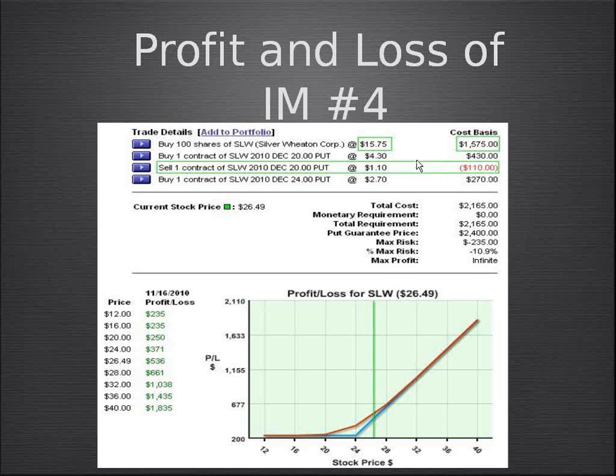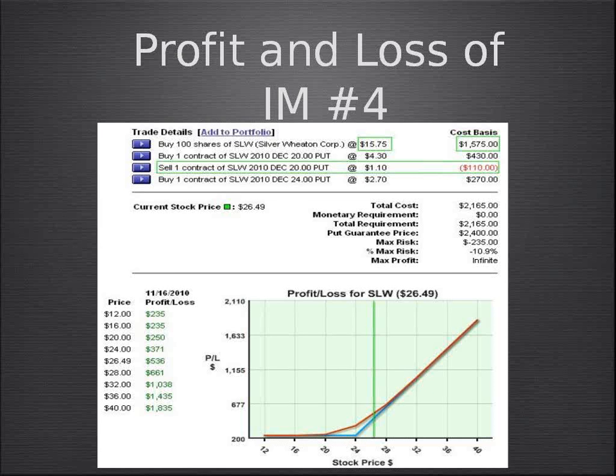Let's take a look at what that would look like using the custom spread tool. Remember, our cost basis of Silver Wheaton was lowered to $15.75. We originally paid $17.20 and collected the $1.48 premium. We had purchased a December 20 put for $4.30. We're selling to close it for $1.10, receiving $1.10, and we're going to buy a higher strike put for $2.70. Total invested is $21.65. Guaranteed exit is $24.